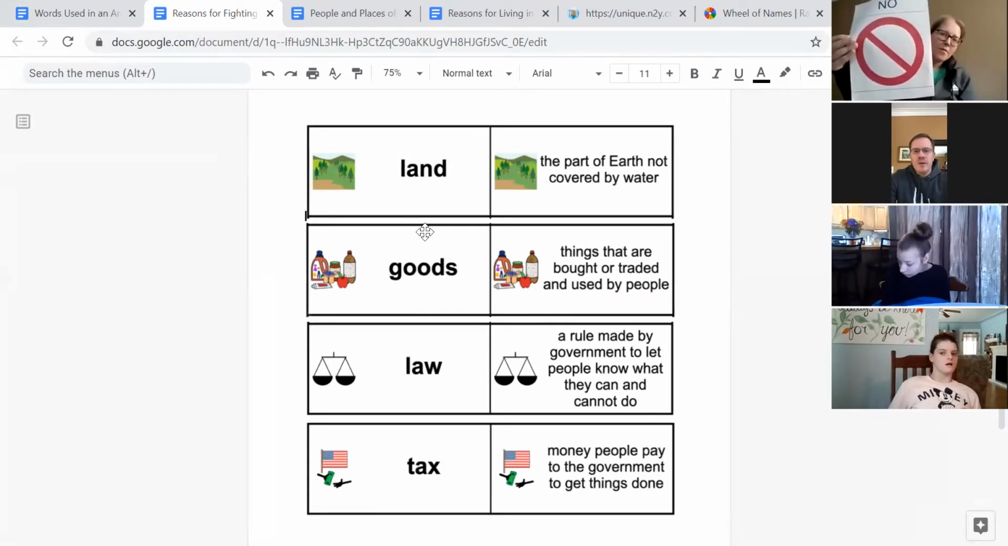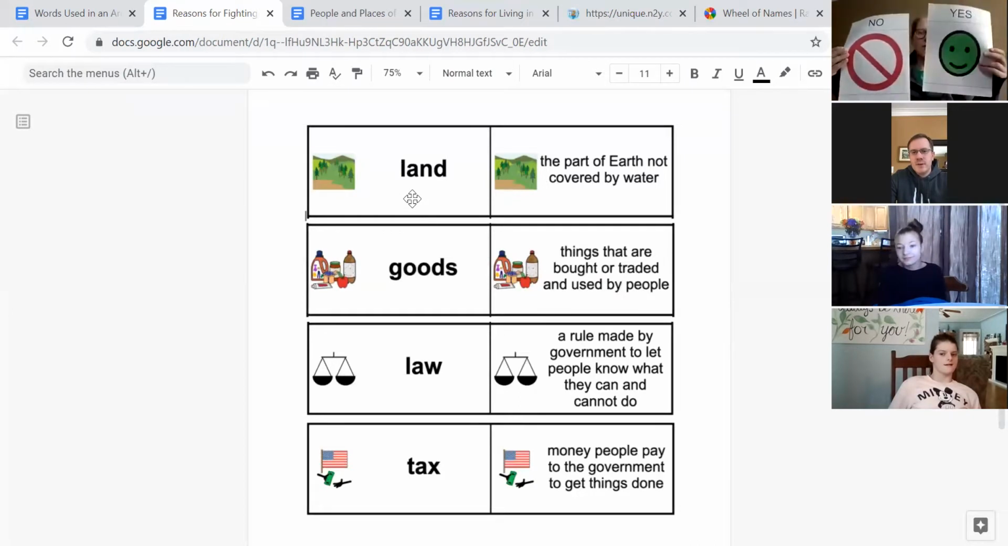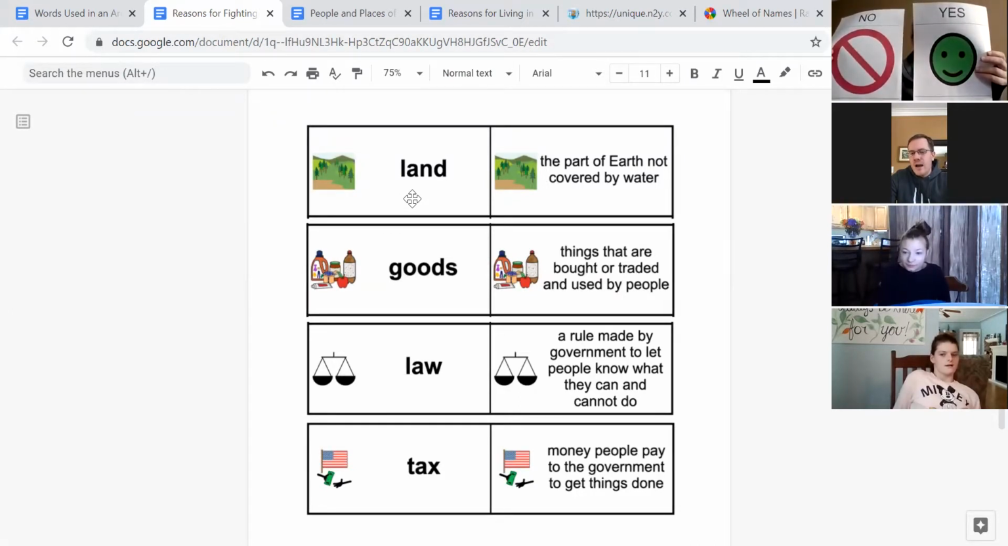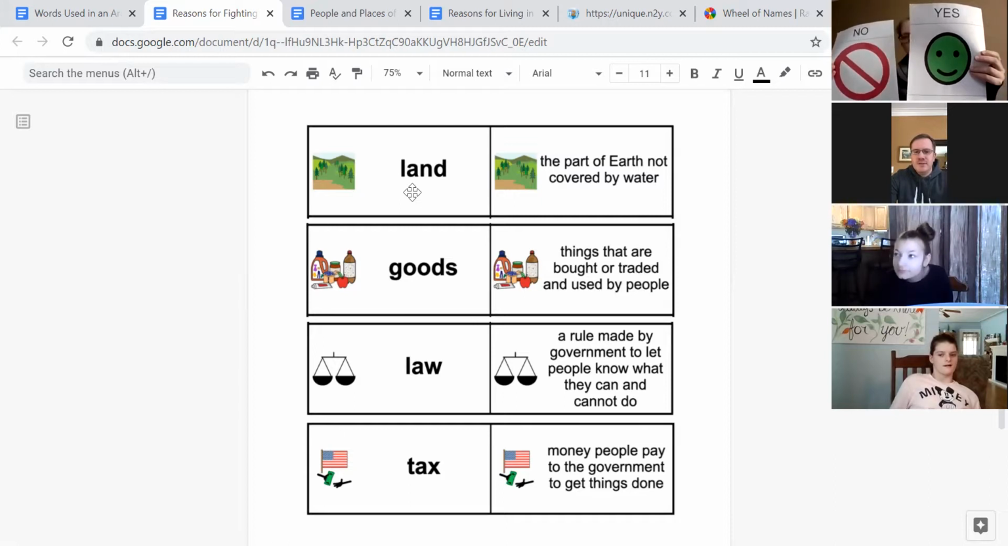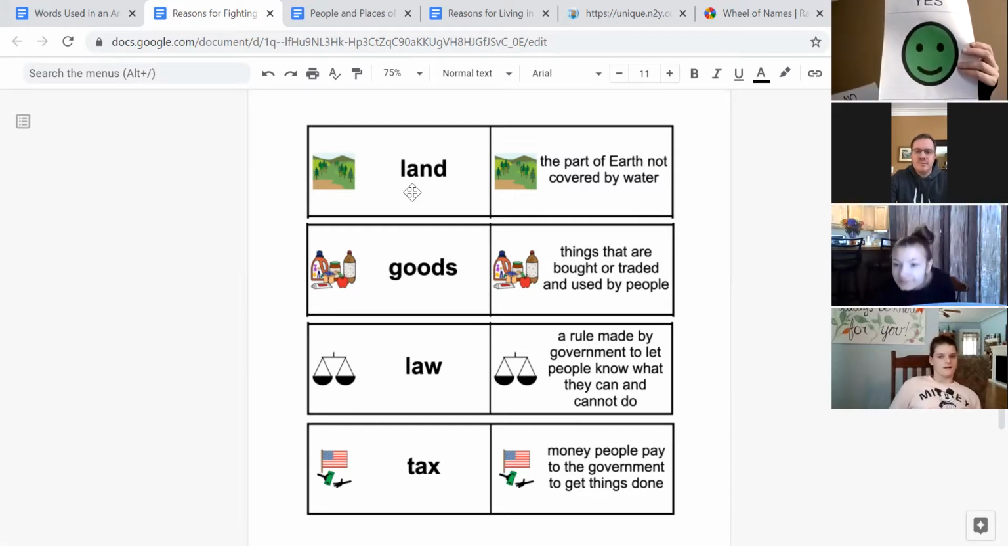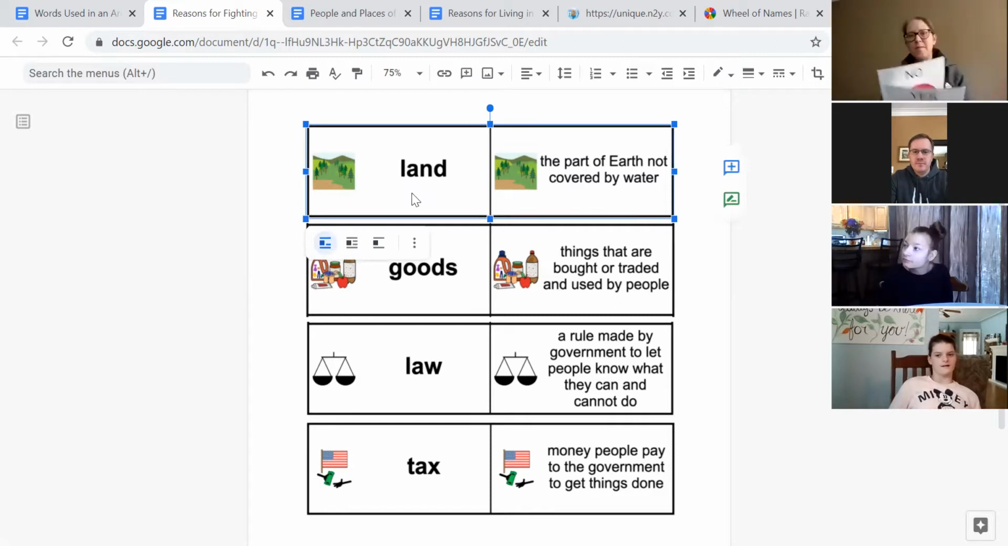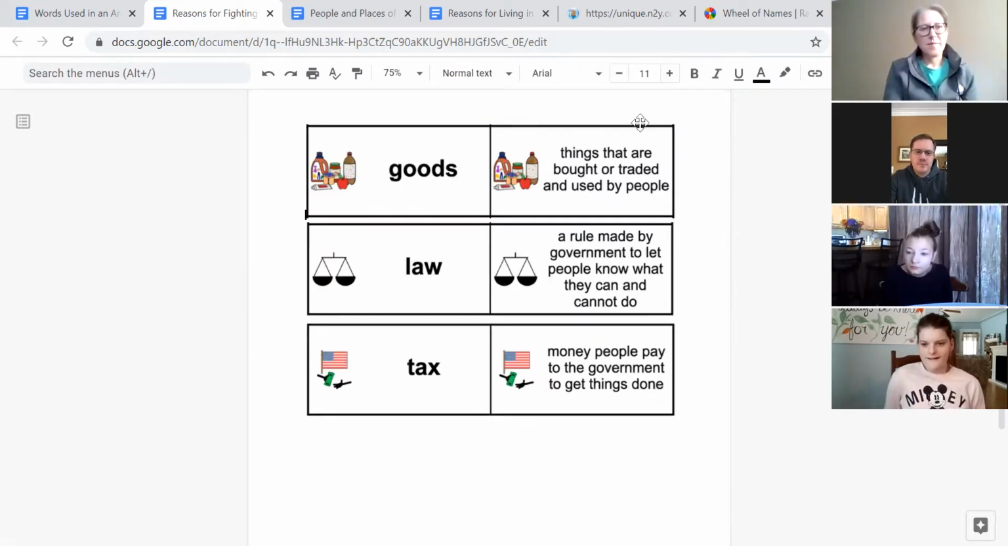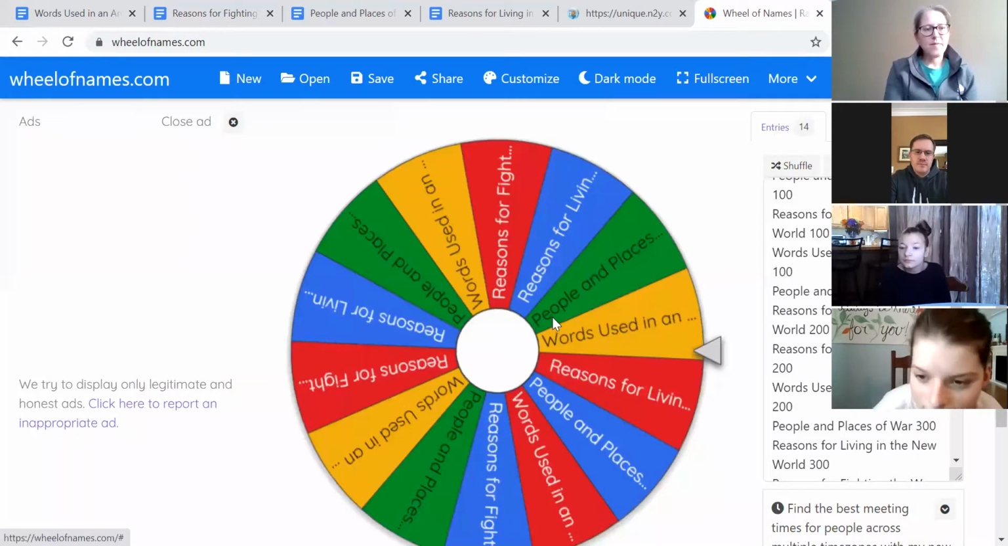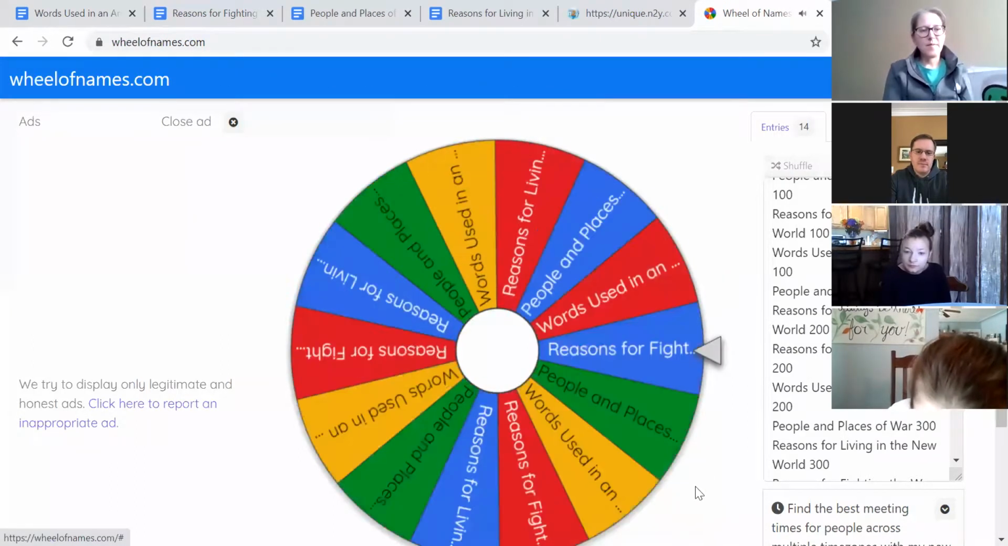What about land? Is there water on land? Not really. So land must be our answer choice. Yes. Take it out of there. Come back over to our wheel and give it another spin.